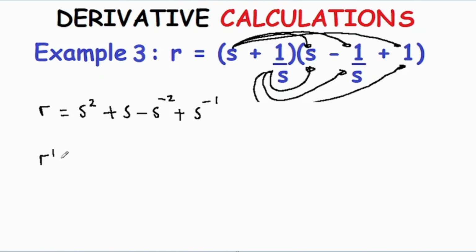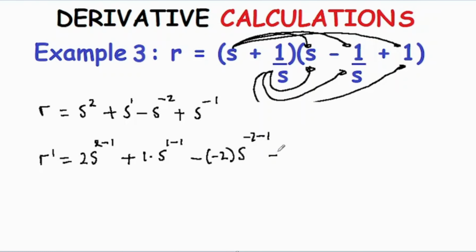So we have r prime is equal to, so for s squared, 2 will come down, 2 is the power, 2 goes down, alright, and we reduce the power by 1 to negative 1, plus. Now for s, the power here is 1. Alright, so if we bring down 1, 1 multiplied by s, so we reduce the power by 1, 1 minus 1. We have s. Then for s raised to power negative 2, negative 2 is the power, so negative 2 comes down. So let's put this in parentheses. Then we have s raised to power negative 2, we reduce that by 1.